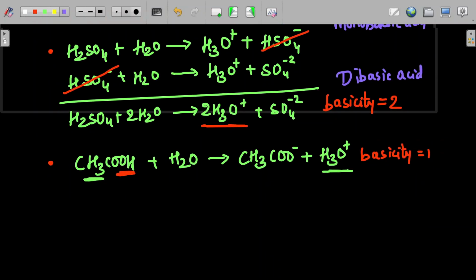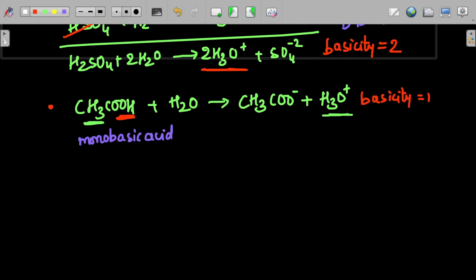And for acetic acid the basicity is also 1. So acetic acid is also what? It is a monobasic acid. Okay, you just have to know the exceptions. One is acetic acid. One more is very important. H3PO3, H3PO4. These are two acids, H3PO3, H3PO4.